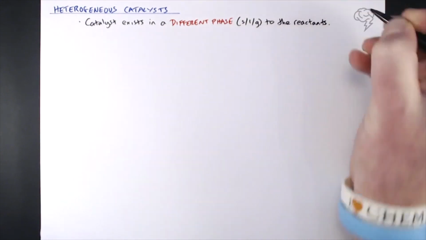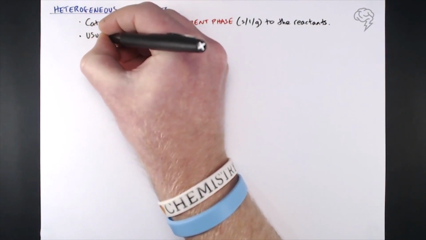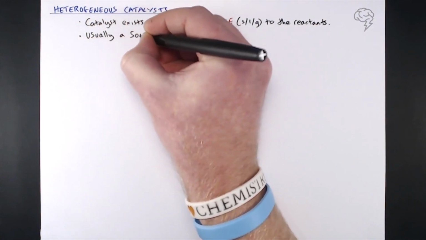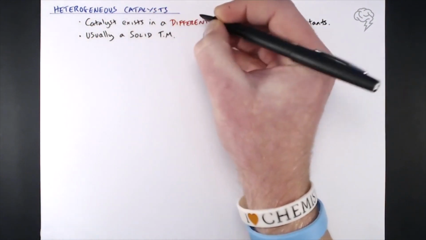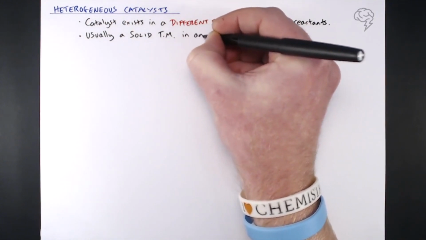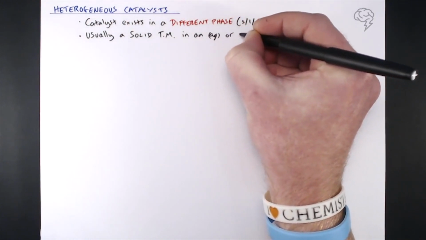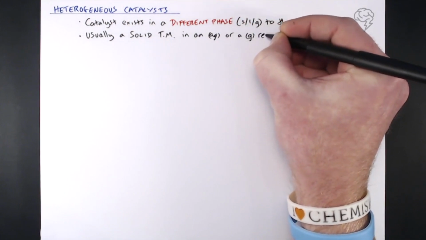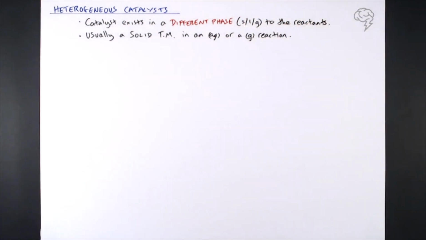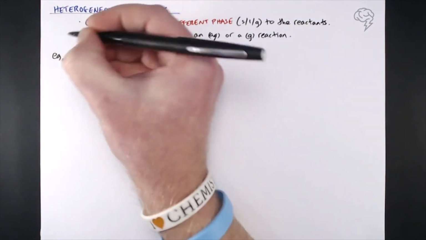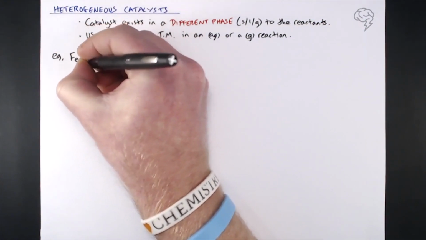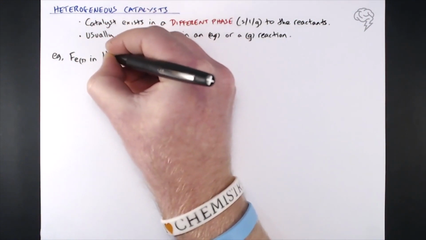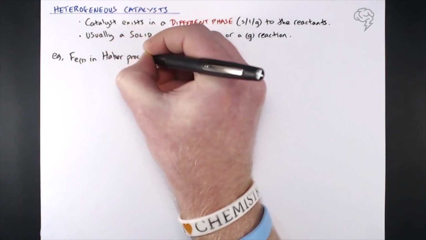Now, most of the time, this is usually an example of, let's say, using a solid transition metal in either an aqueous or a gaseous reaction. And we've seen a couple of examples of this already at GCSE, would you believe? And we're going to use those two examples to help us explain what's going on in terms of these heterogeneous catalysts. First example here is iron, solid iron in the Haber process, whichever you prefer.